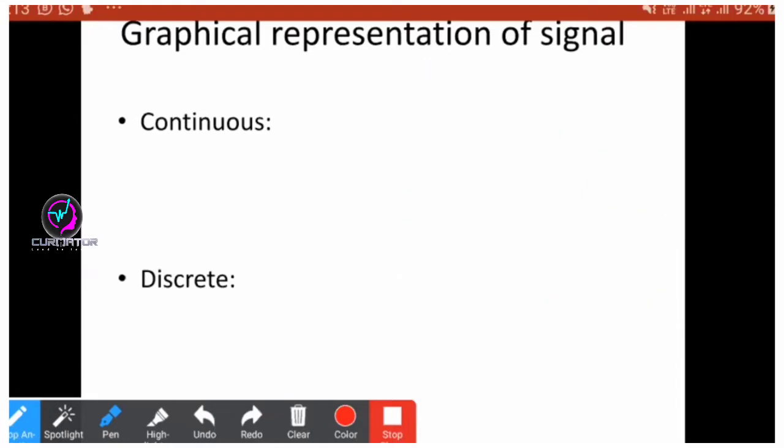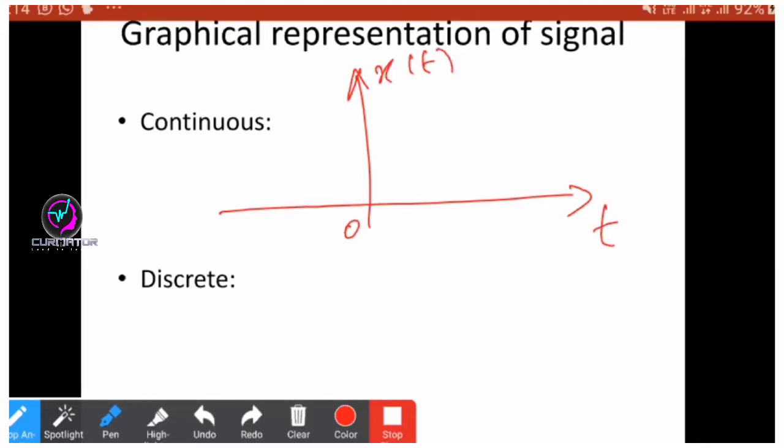Now, if we like to represent our continuous time signal as a graph, it can be like this. In the x-axis, we should mark it as t. Here it is 0. Here it is x of t. For example, I am going to plot x of t equal to t for all values of t, or for t greater than or equal to 0.